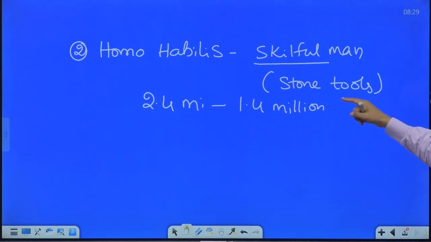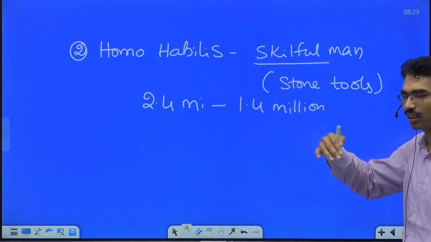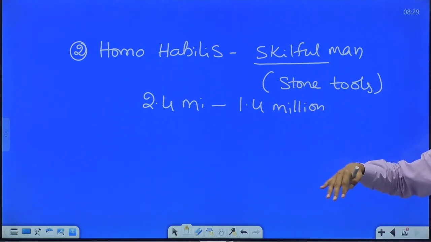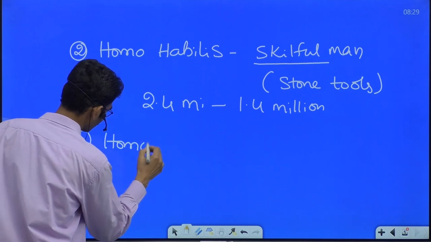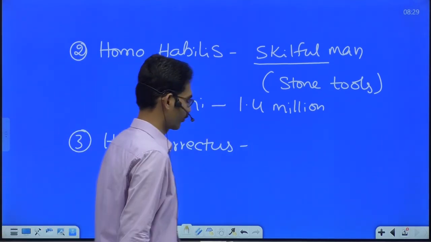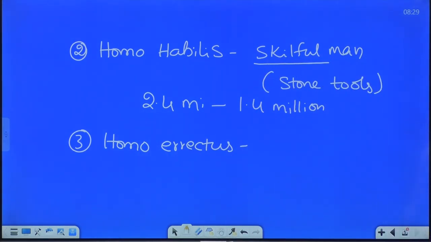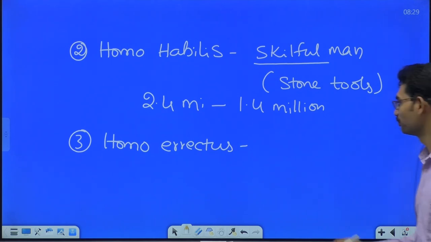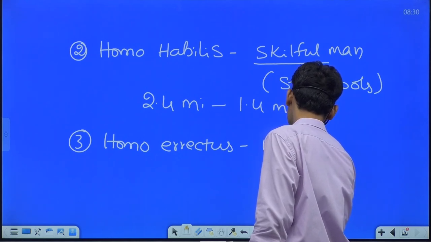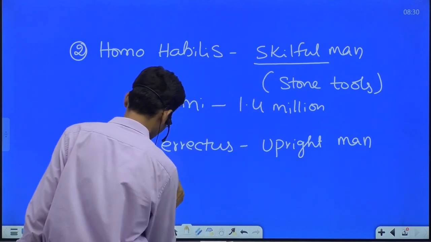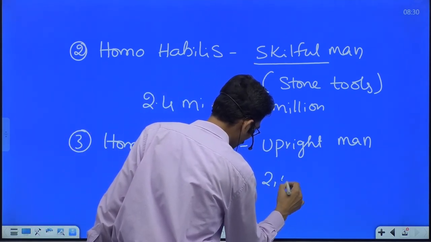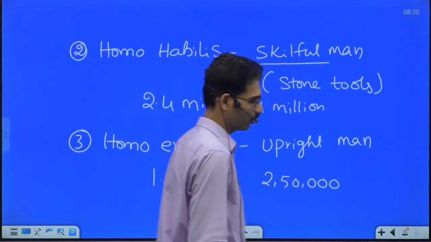So even at this stage, even though skill was acquired by the human species, still they were not able to walk with two legs. In the next evolution, Homo erectus. This is the beginning of human with two legs, Homo erectus. This means upright man, and we can say up to 2,50,000 years it was evolving.